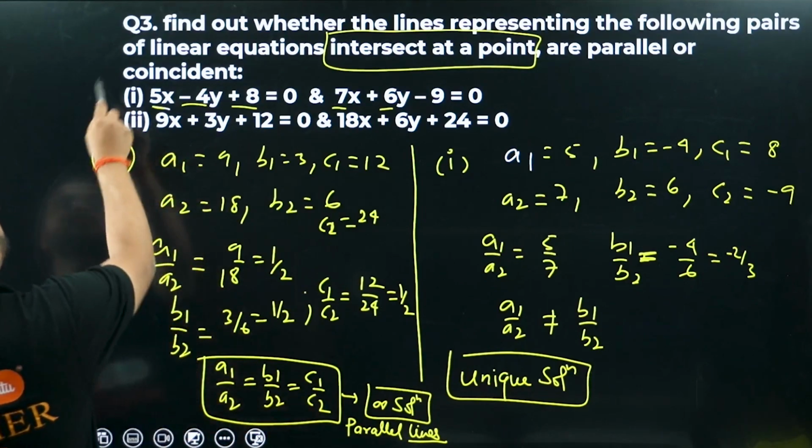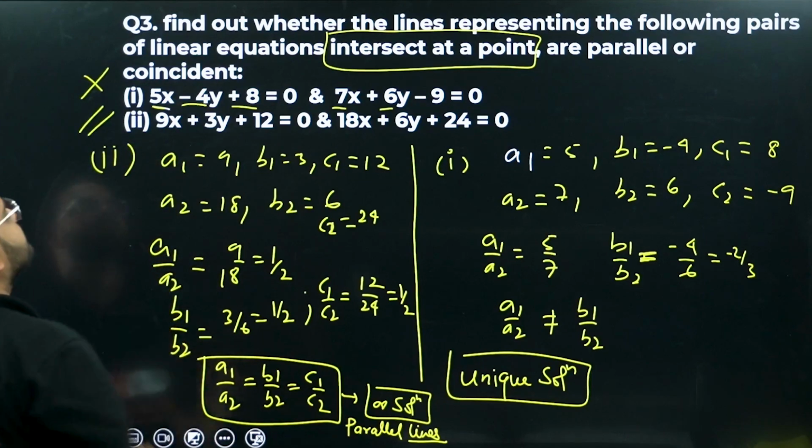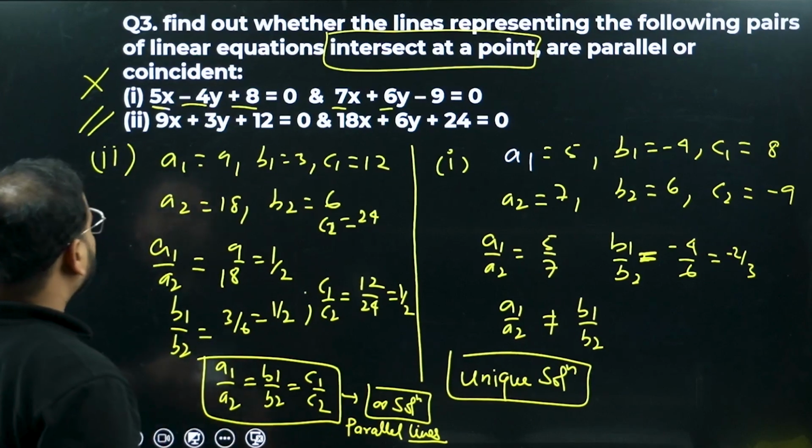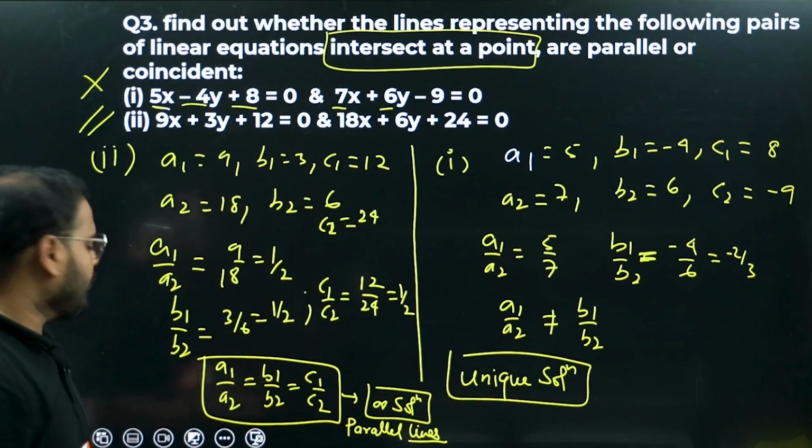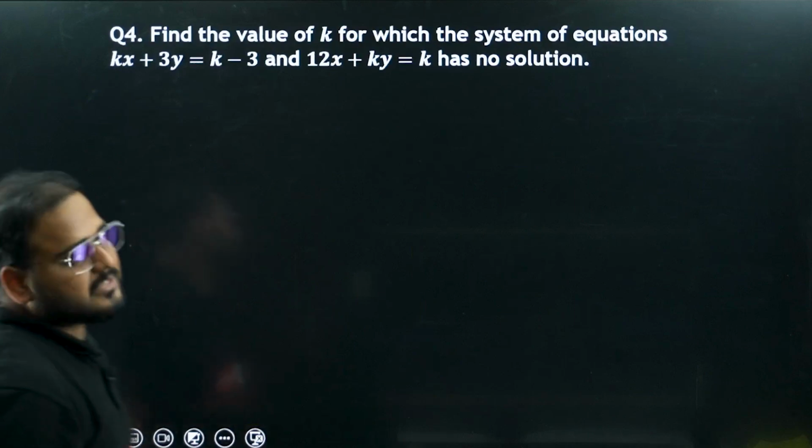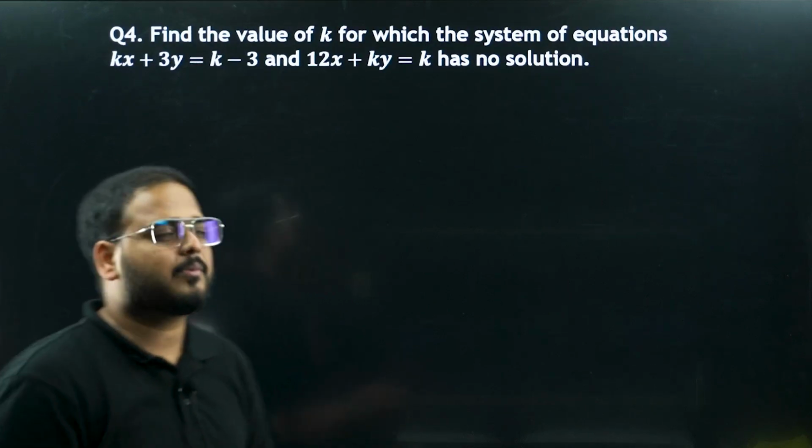And the first one is intersecting line, second one is parallel line. Please check. Okay. So question number 3 is done. I hope it is visible for you. Okay, if you have any doubt, please let me know in the comment section. But yes, simple problem we have taken.